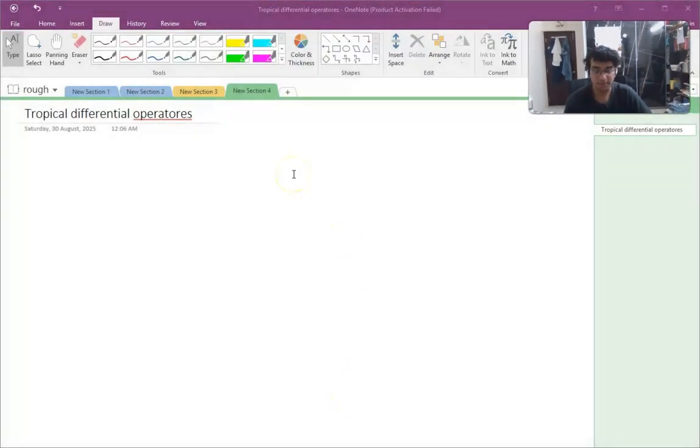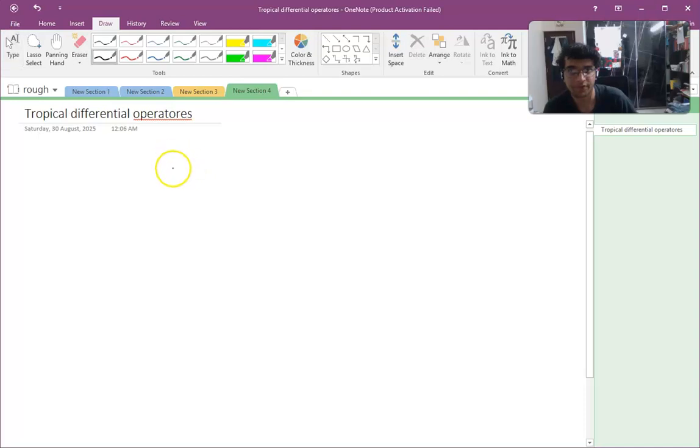So the project of interest today is called tropical differential operators. This comes from a field that is very new, called tropical differential algebra.